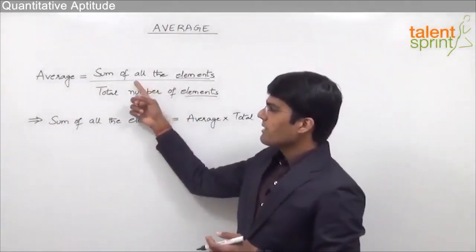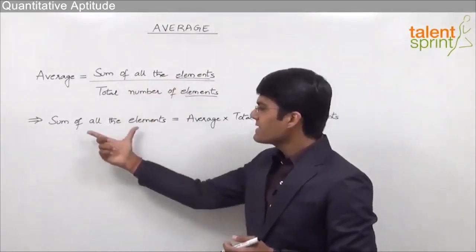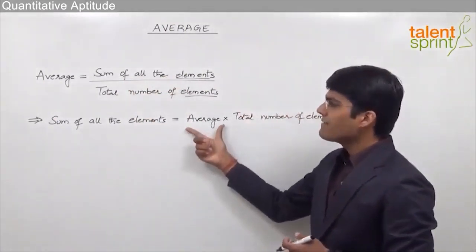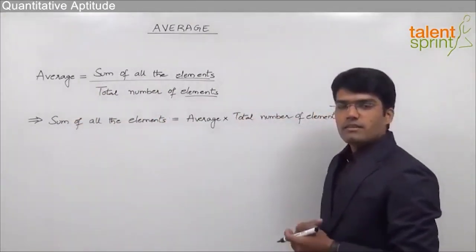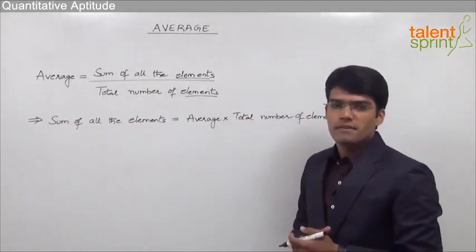And from the same formula, we can also find the sum of the elements, as the sum of the elements should be equal to the average value into the total number of elements. Let us take an example to understand the definition of average.